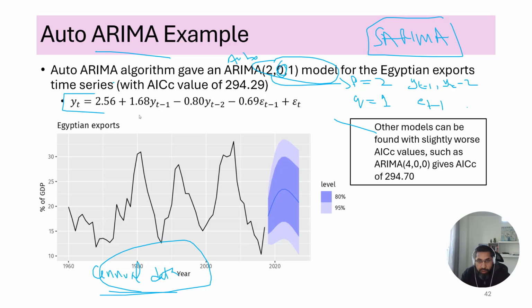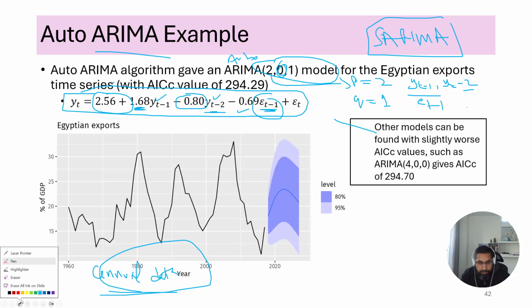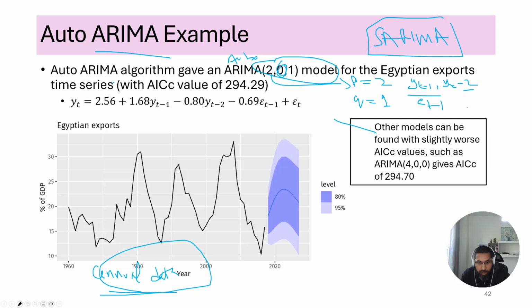So look at our model equation. This is the estimated equation, so we have some constant, a coefficient for the past value of y, a negative coefficient for the second past value of y, since we're using two values, and then a negative coefficient for the past value of the error. Let me show you the different parts of the model. This is your AR part of the model, and this is the MA part of the model. And this is your ARIMA model.